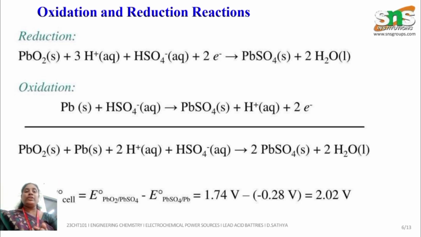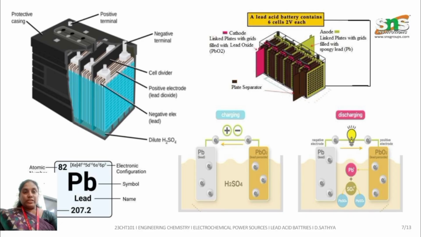Lead gives lead sulfate in the electrolytic solution, and the oxidation occurs. These are the overall reactions. The lead acid battery gives 2 volts. This is the basic diagram of a lead acid battery, with the charging and discharging images here. The electrolytic solution is sulfuric acid, that means H2SO4.